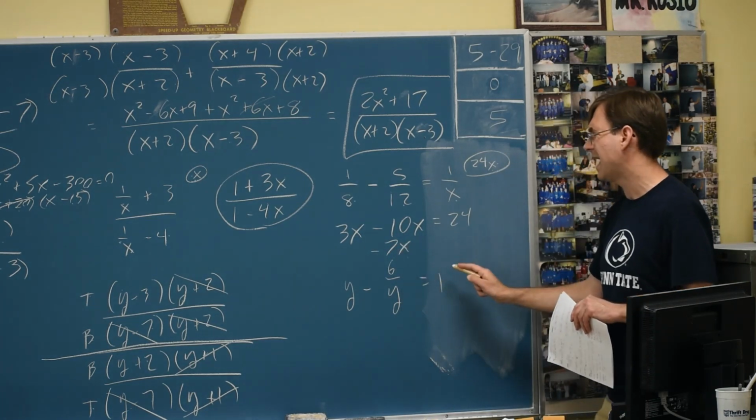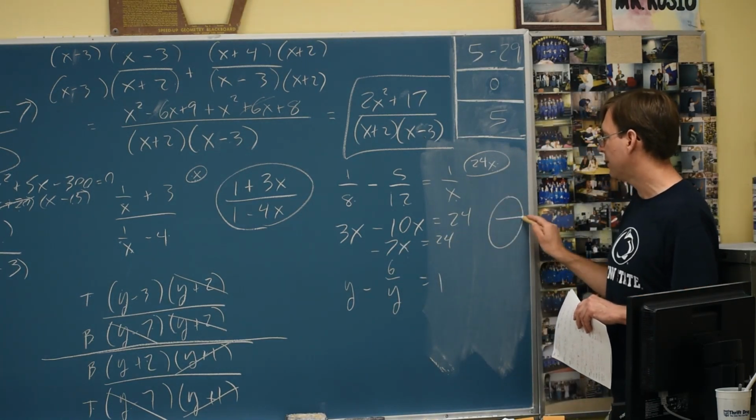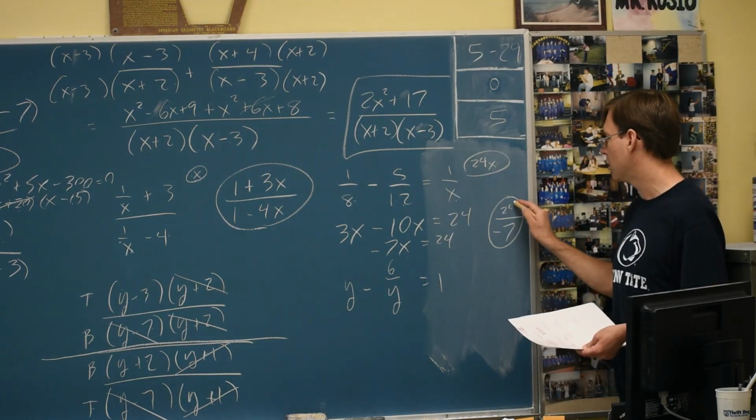Combining like terms is negative 7x equals 24. And then we would just look to divide. The number with the x always goes to the bottom. 24 stays in the top.